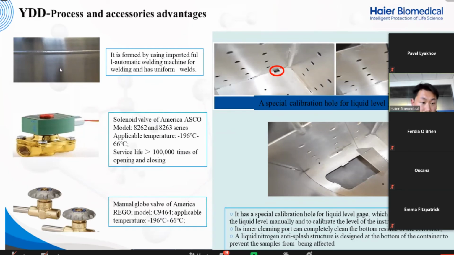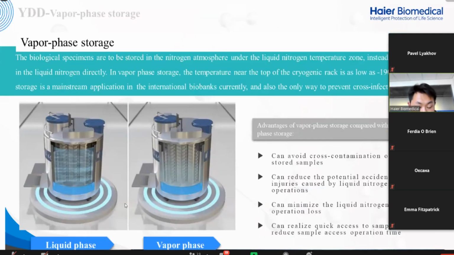Here are the inner details for these big containers, to make it faster. Here you can check the vapor phase storage and liquid phase. For liquid phase you need to fill it up, and for vapor phase you just put the liquid nitrogen at the bottom. So for the storage of the samples, here have the canisters inside.